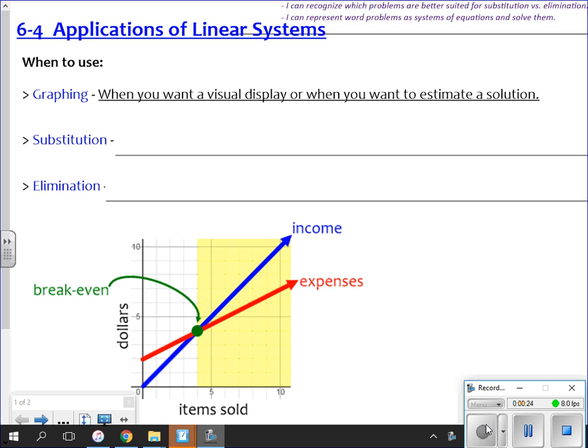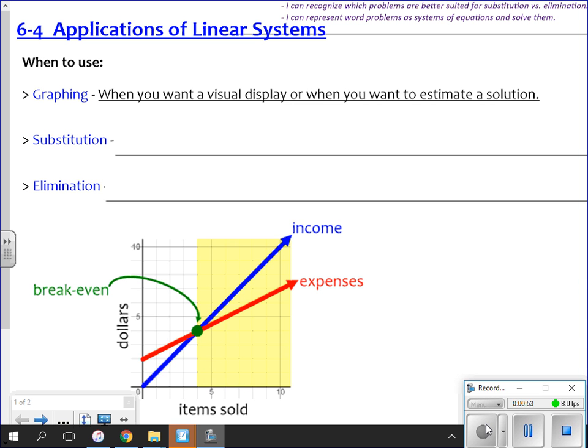Okay, when I want a visual display of what's going on. And that's really the best way, the best and really the only reason to graph: when I want to see what's happening. I want a picture of what's happening, not just the numeric answers. You see it on here, you have the example, it's on your notes. That graph tells you everything that's going on.